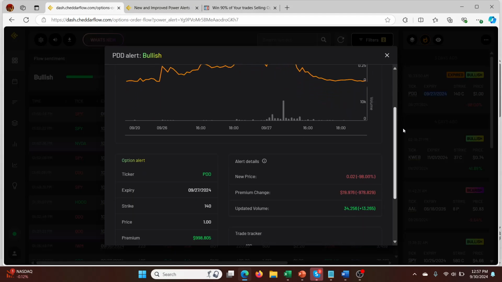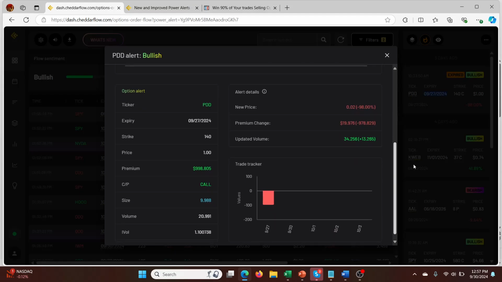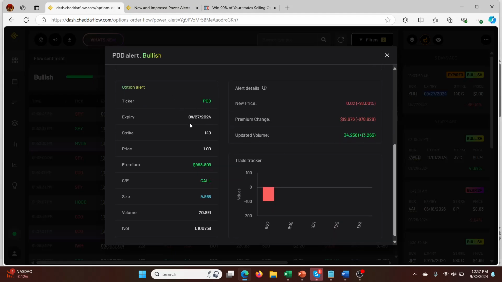If you scroll down, you can see some of the other stuff related to it. You get the ticker, the expiration date on the particular options they're suggesting, the strike price, the price of the options at the time, which was $1, the premium, the call size, the volume, and some of the alert details.